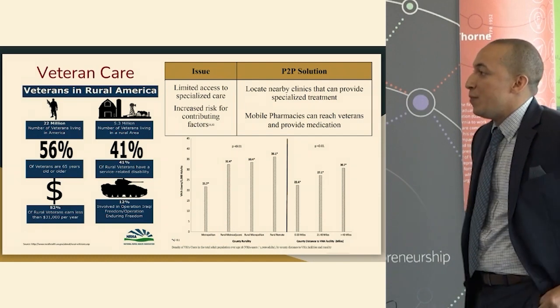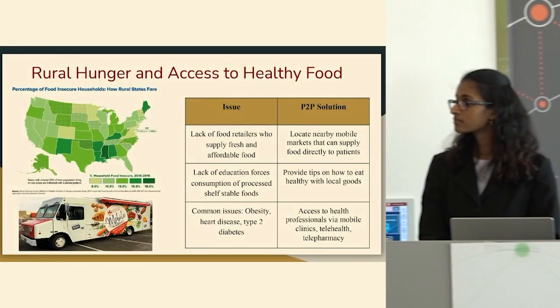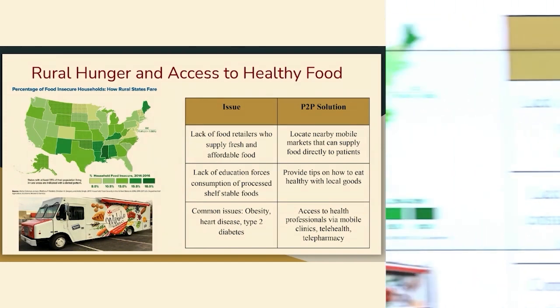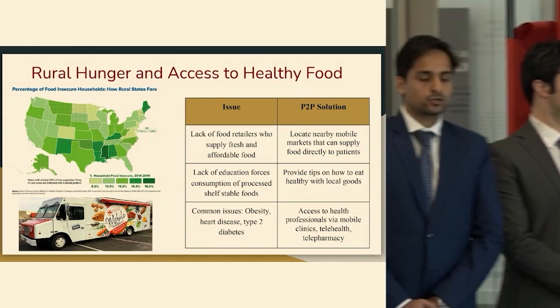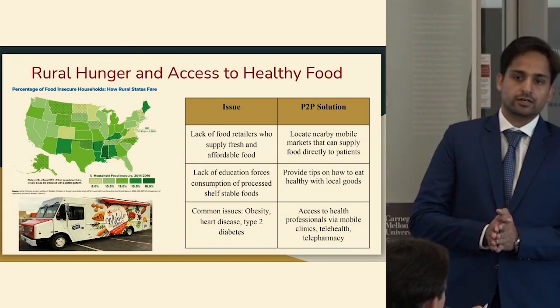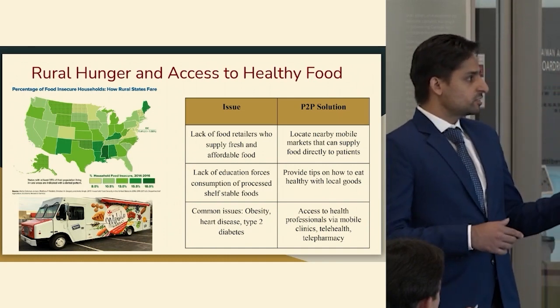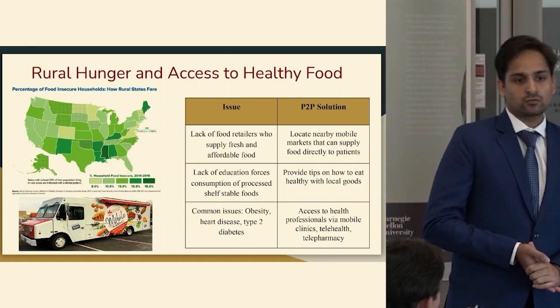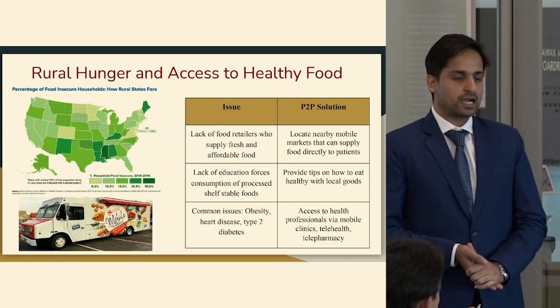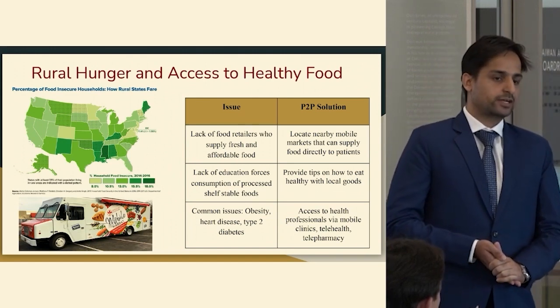So I'm going to pass it to Smith, who's going to talk a little bit about hunger. Yeah, so the chart here displays that food insecurity is prevailing in rural areas. According to multiple studies, food insecurity is strongly correlated with chronic diseases and poor health. Some of the issues that rural communities face are a lack of food retailers that can provide fresh and affordable food, and also a lack of awareness about proper nutrition.